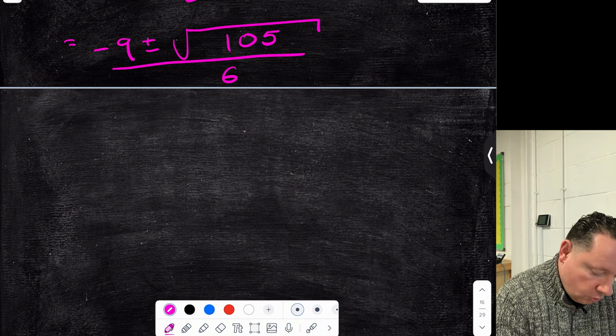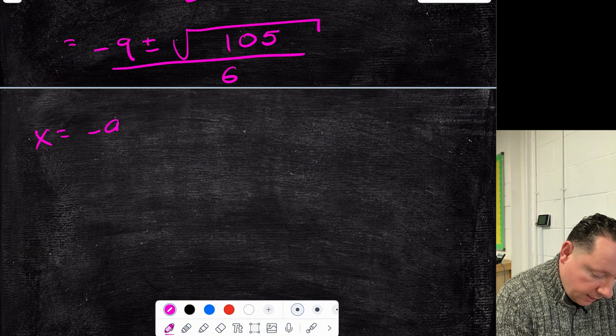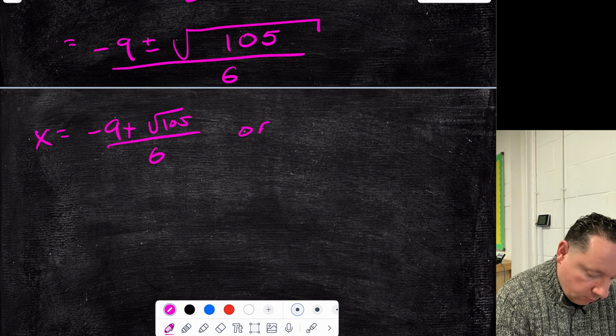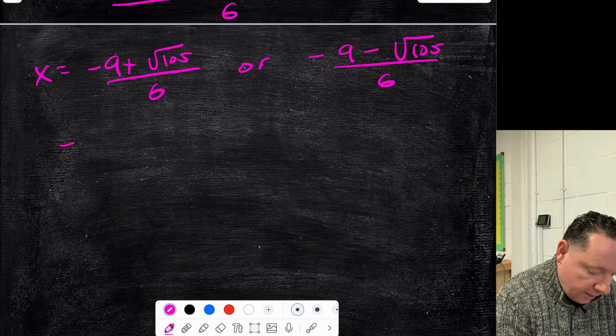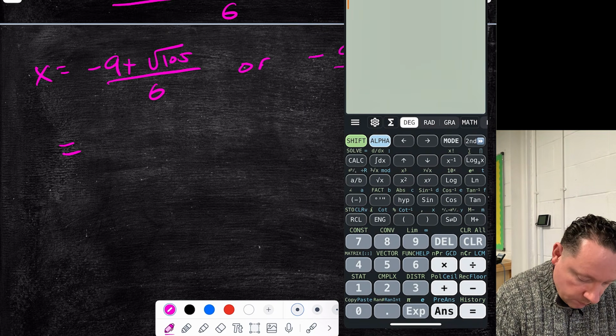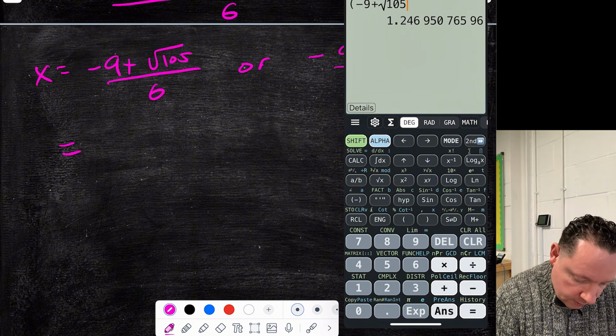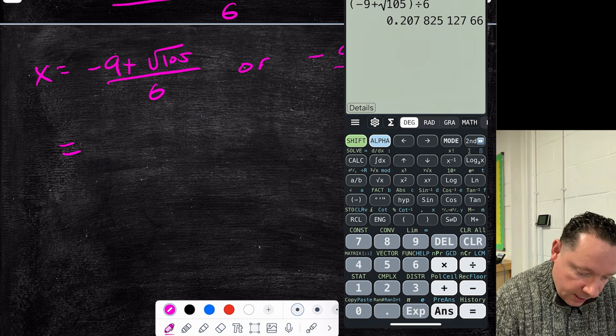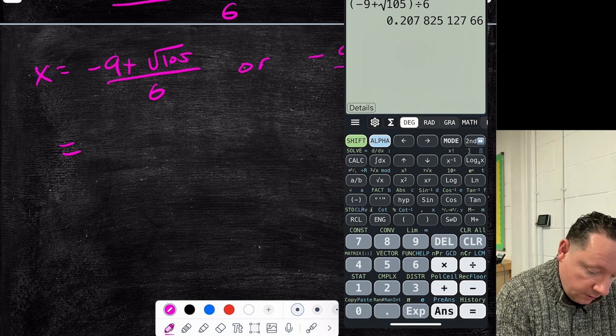So now we've got two answers, x equals minus 9 plus root 105 over 6, or x equals minus 9 minus root 105 over 6. So let's do them both separately with a calculator. Brackets for the top, minus 9 plus root 105, close the bracket, divide it by 6. That gives me 0.207.